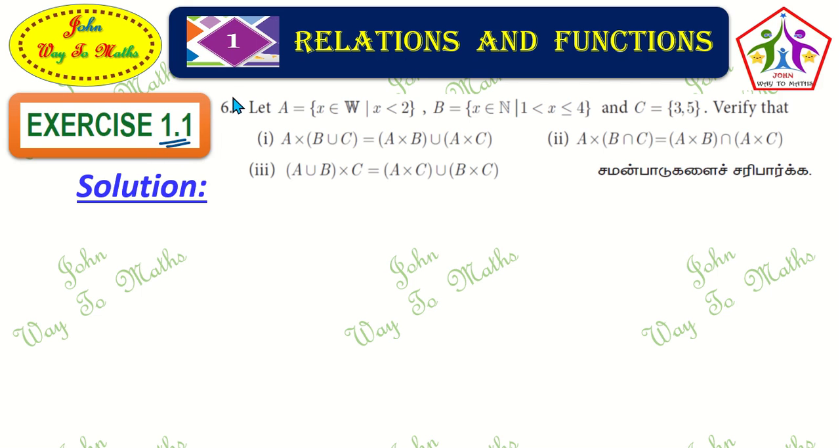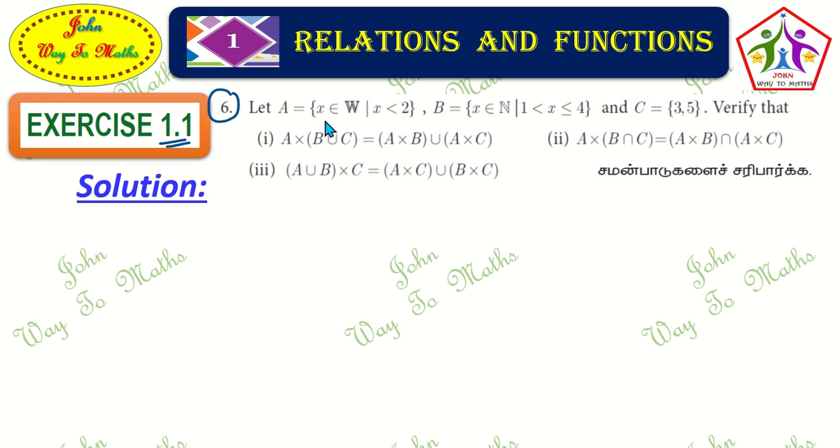Exercise 1.1 question number 6. Let A be the set of all x belongs to whole numbers such that x is strictly less than 2. B is the set of all x belongs to natural numbers such that x lies between 1 to 4, so 4 is included, and C is equal to {3, 5}. Then verify the following results.